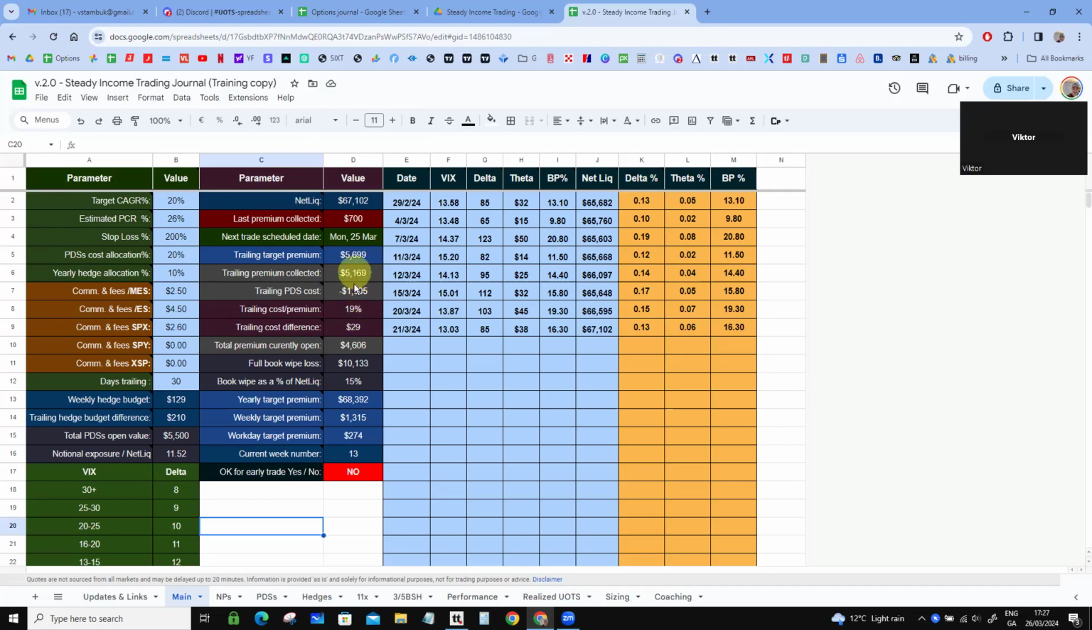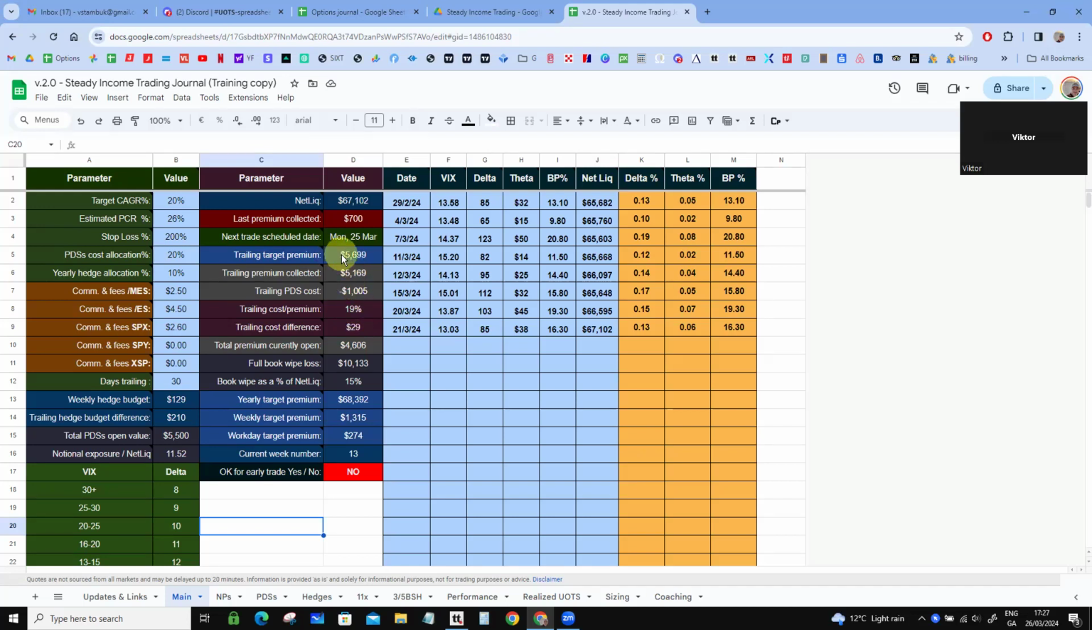We don't really care about these numbers per se. We just want to see that the amount we're spending on put debit spreads over time does not exceed 20%, and we're okay here. It shows 19%, so that's fine.